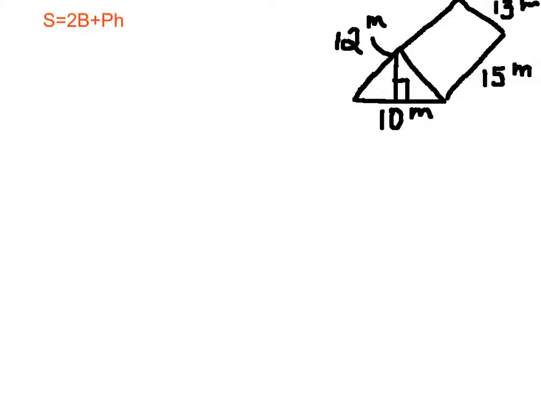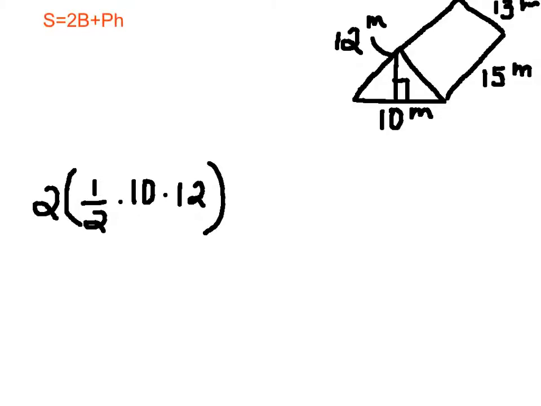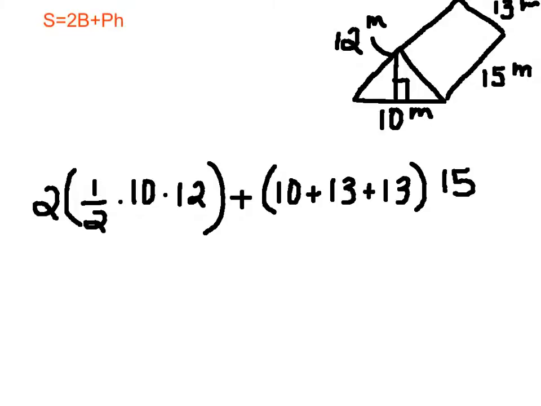Okay, so let's go ahead and apply the formula to this prism. So we have a surface area equaling 2 times the area of the base. So remember, the formula for our area of a triangle is 1/2 the base times the height. And then we're going to add that to the perimeter of the base, which is 10 plus 13 plus 13. And then we're going to multiply that times the height of the entire prism. All right, so at this point we just do the math.